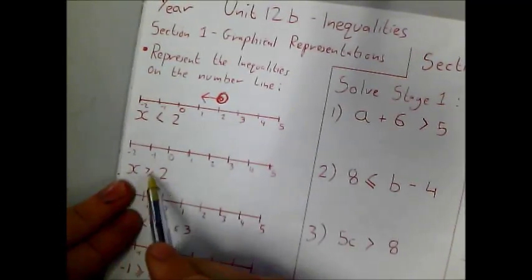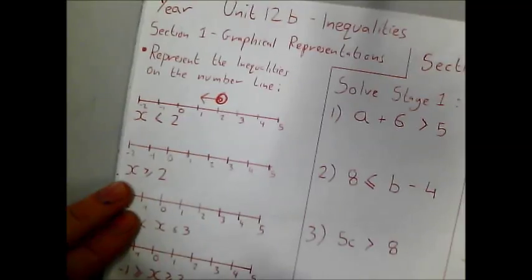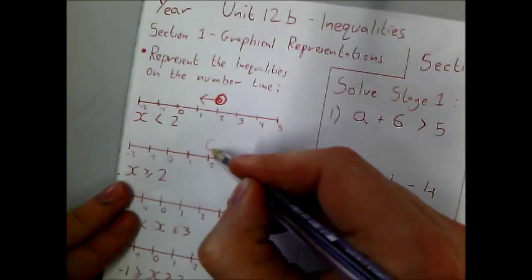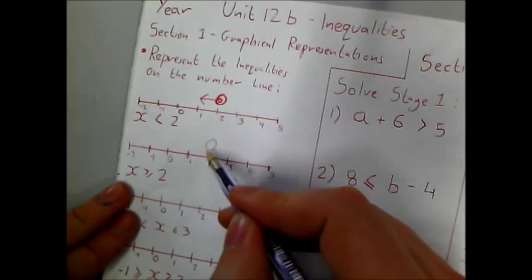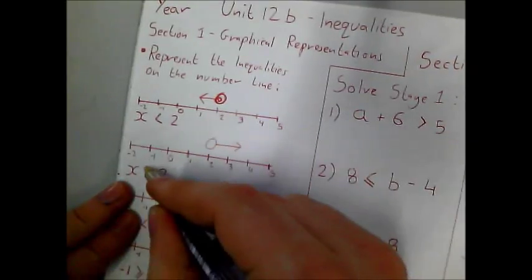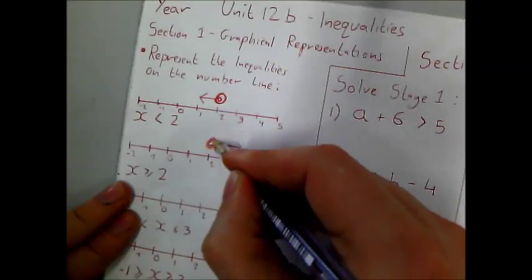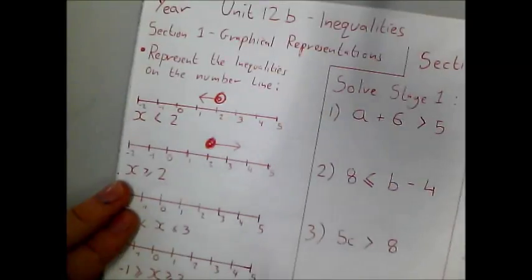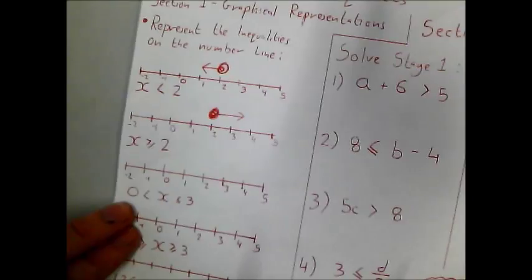This time I want x to be greater than or equal to 2. So the point at 2 is exactly when it's 2. I want the numbers that are greater than this, but also including 2. So that needs to be coloured in like this. Okay, the next question.